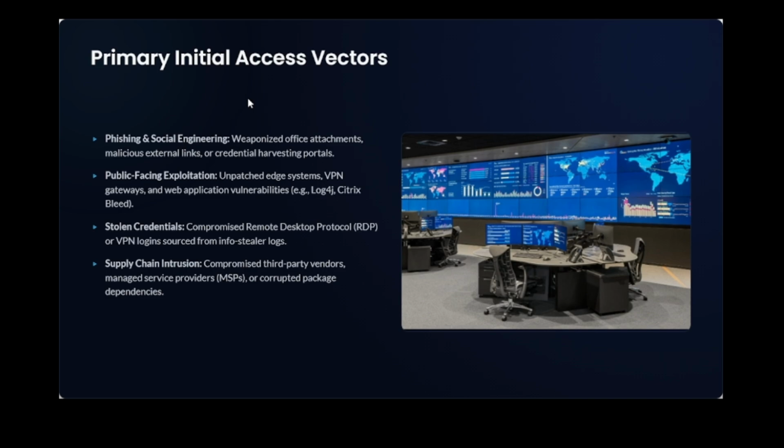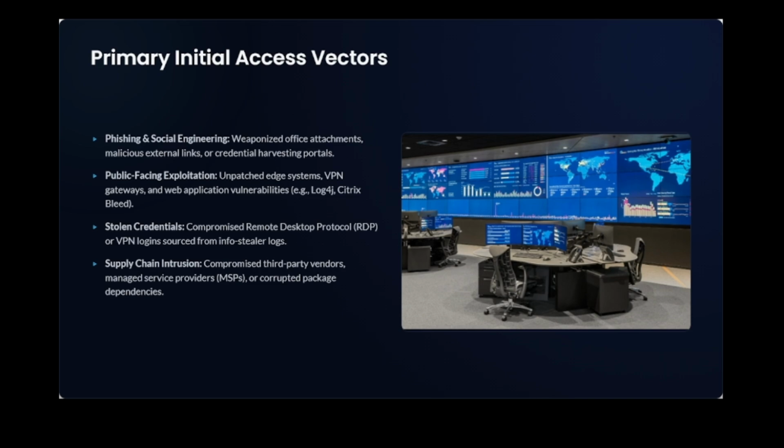So what are some of the primary initial access vectors? And this gives you a nice broad list to work off of. Of course, phishing and social engineering are massive methods that attackers use to get into environments. They can weaponize email attachments. There's malicious external links that you have to be aware of. There's credential harvesting portals, which we'll deal with in another video if you're not familiar with that.